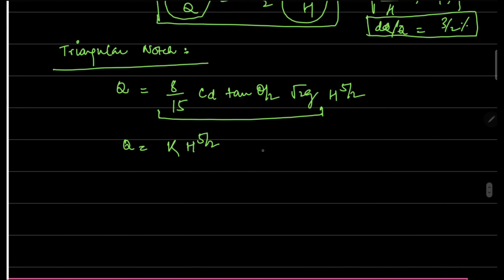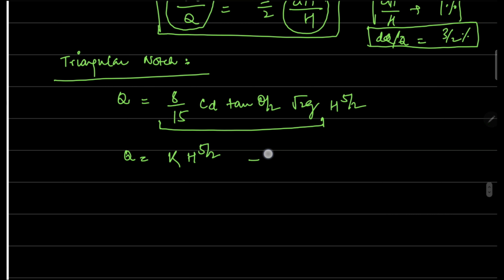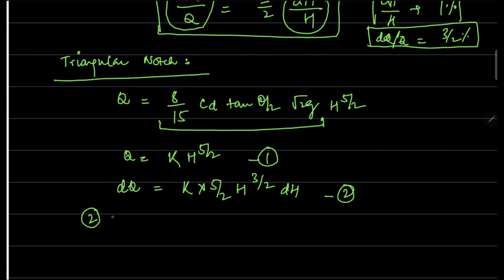So this is your equation 1. And if we differentiate Q with respect to capital H, this will be dQ is equal to k multiplied by 5 by 2 H raised to the power 3 by 2 dH. So this is your equation 2. And if we divide equation 2 by equation 1, this will look like dQ by Q is equal to dH by H.